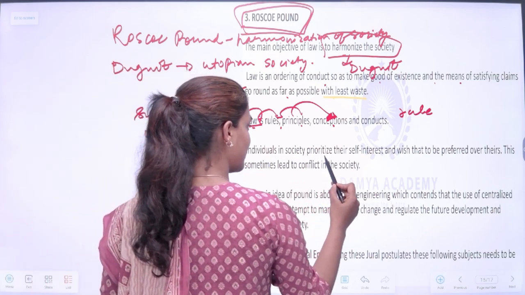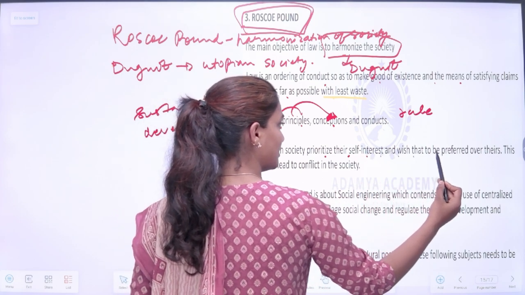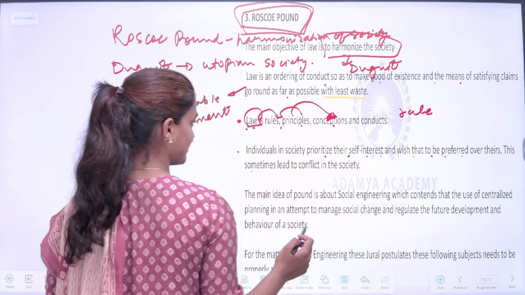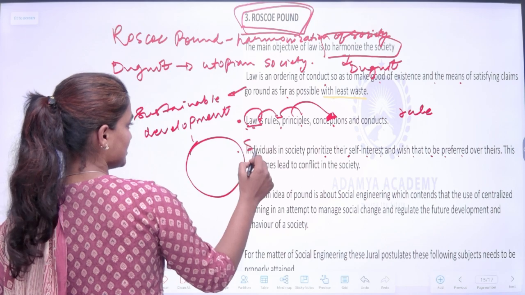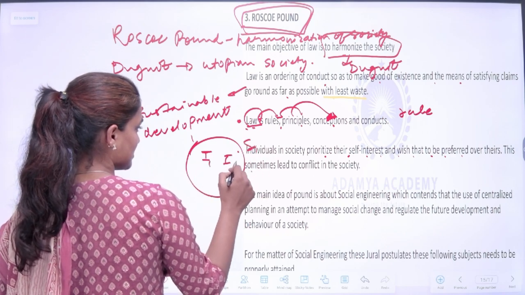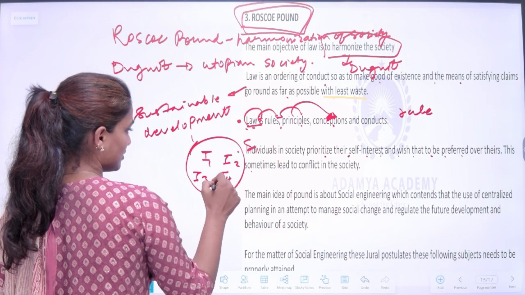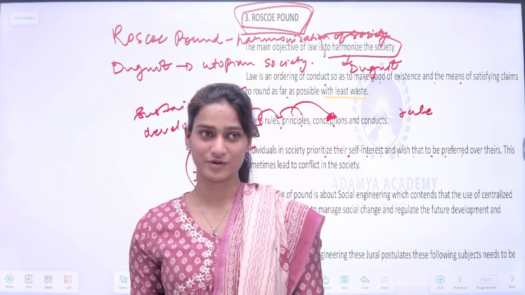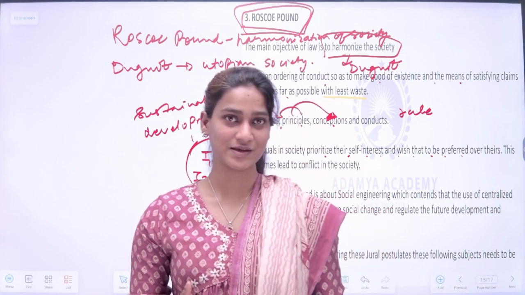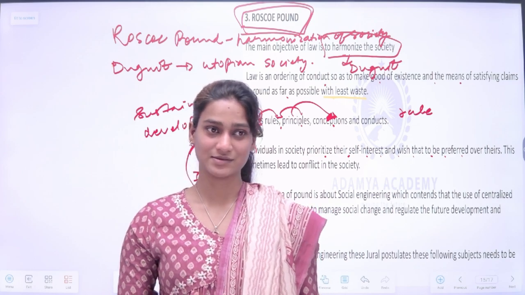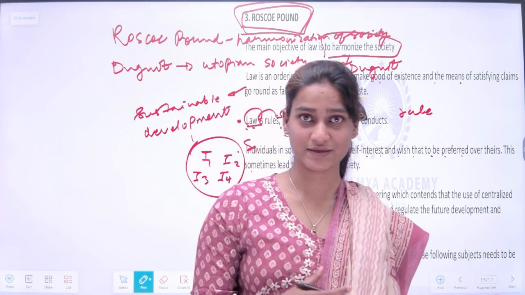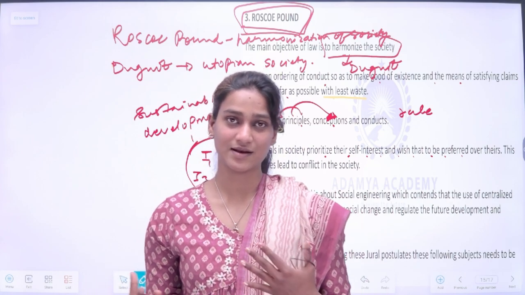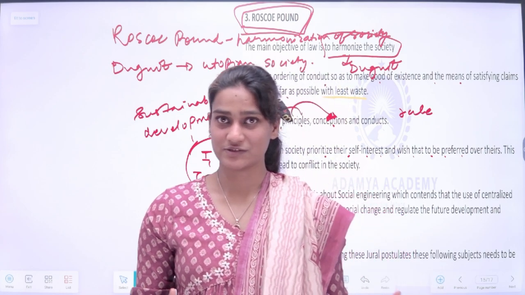Individuals in society prioritize their self-interest and wish to be preferred over others. This sometimes leads to conflict in society. In a society there are many individuals. Let us take an example of our colony only. There might be some people who earn better than us, and some who earn less than us, some who have a better home than us, and some who have lesser facilities than us. So this can lead to jealousy between individuals.